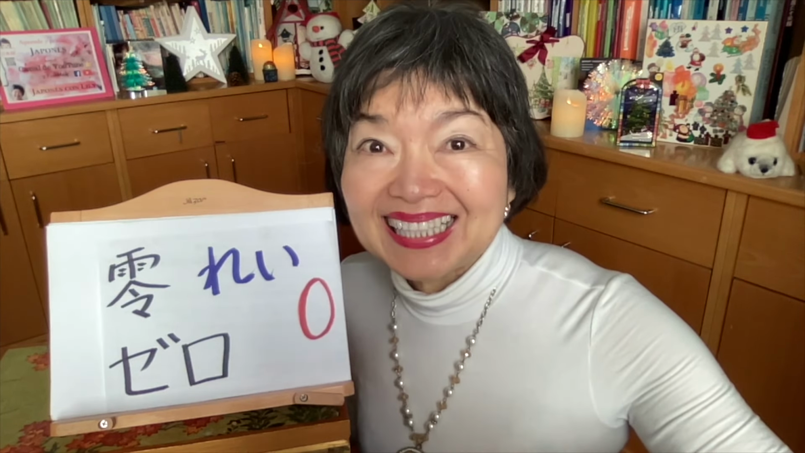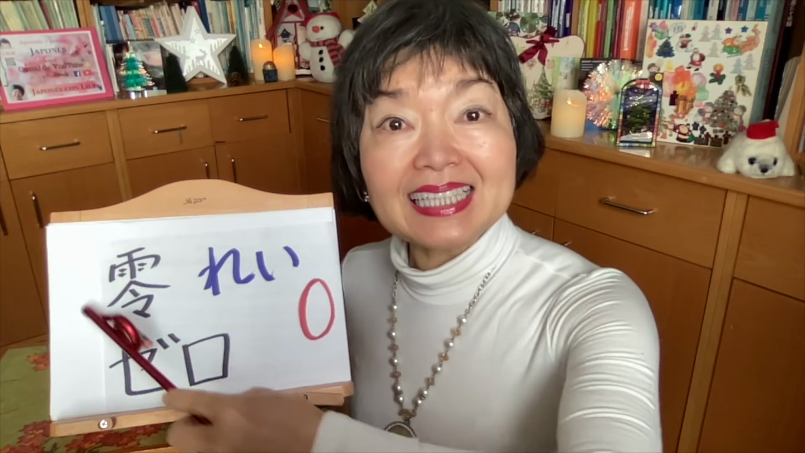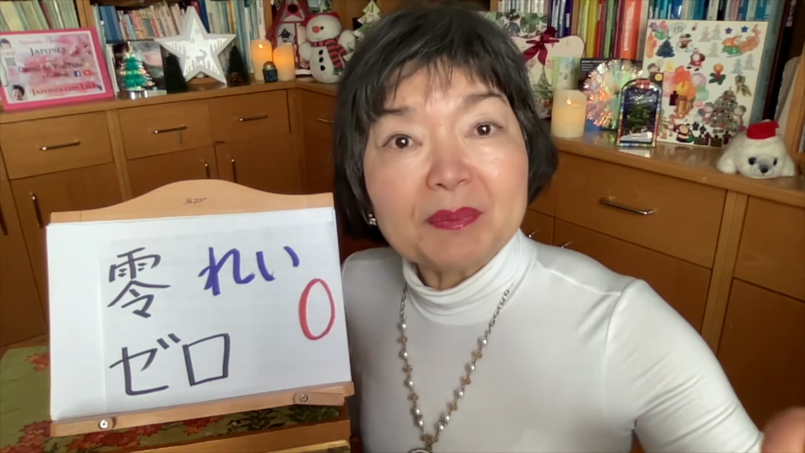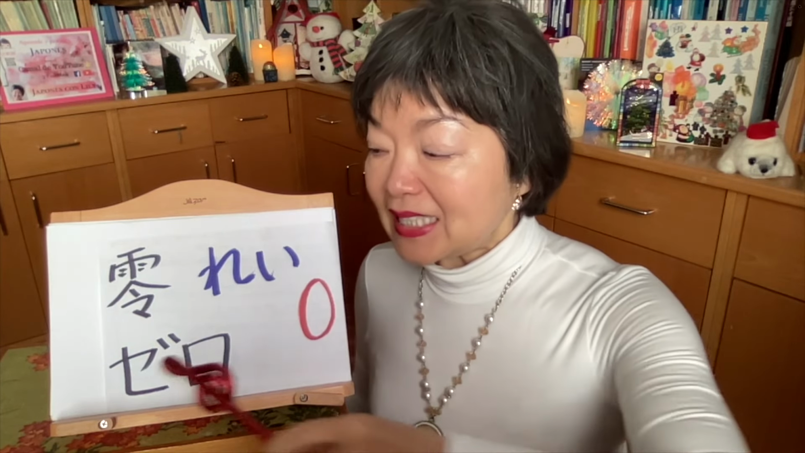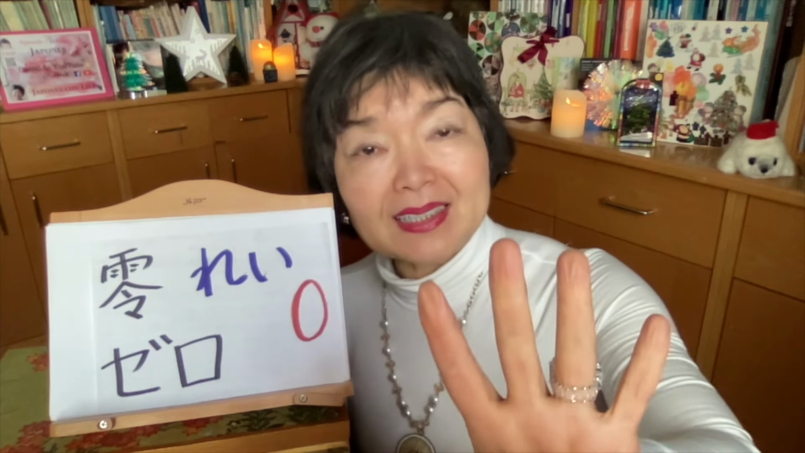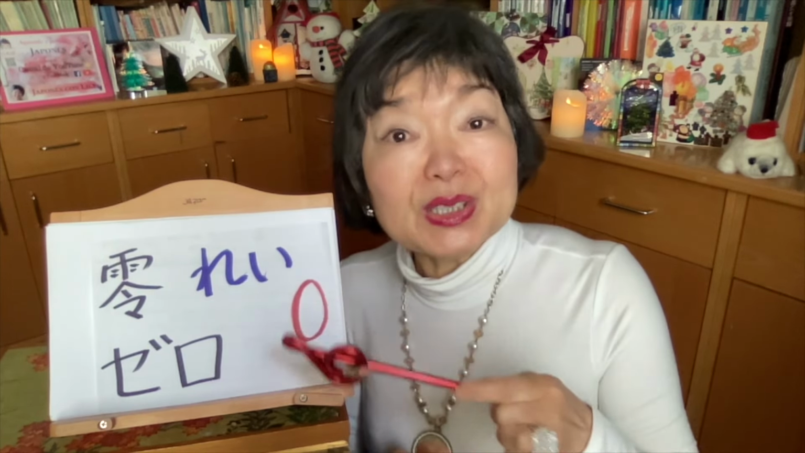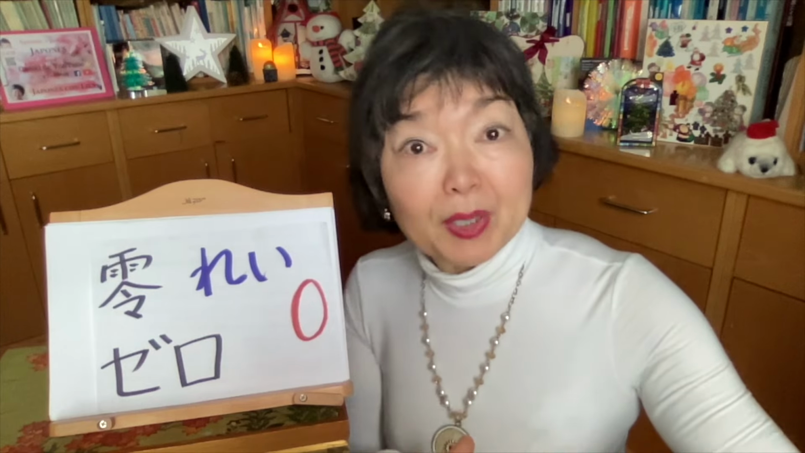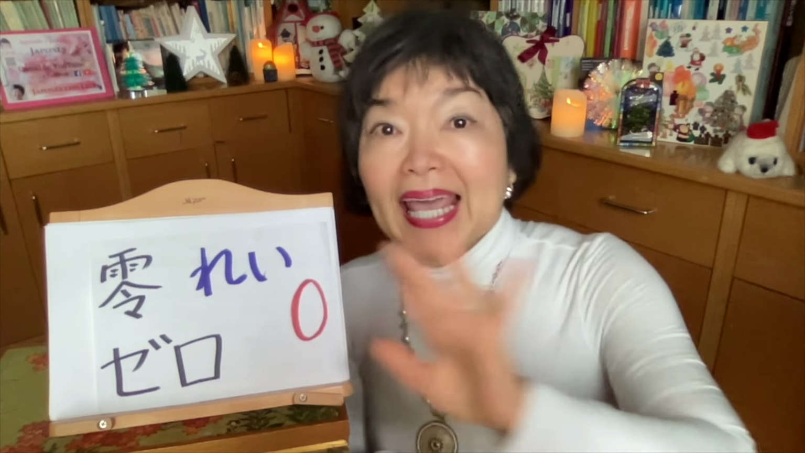Rei and zero both mean zero, but the difference is that this kanji rei comes from drizzling, light rain. So it means there's a little bit of rain, but zero means nothing exists. So in the weather forecast, when they say the chance of rain today is 0%, we say rei percent, we don't use zero. Because in Japan, for example, if it's only 4%, then you can say 0%. It's so near to the number zero, but it still might be 1%, not exactly nothing. When we say the number of injured is zero, then we use zero, because it means no one was injured.